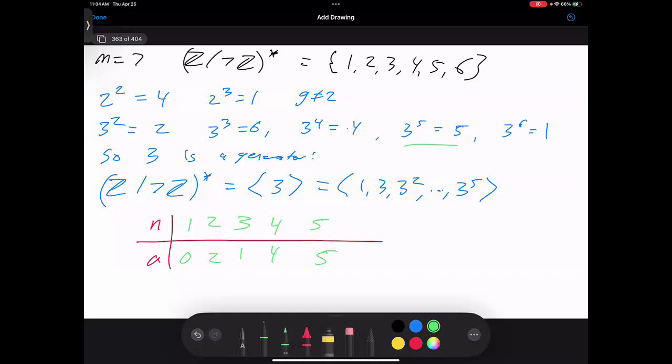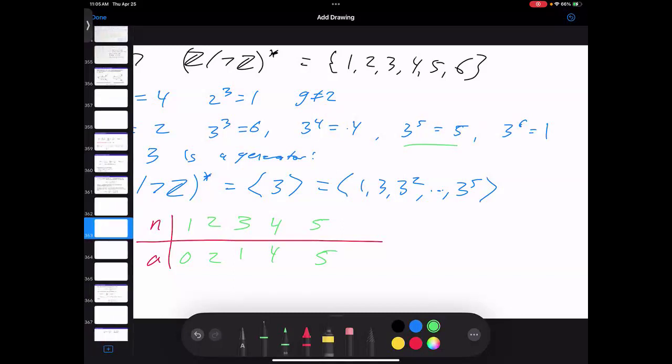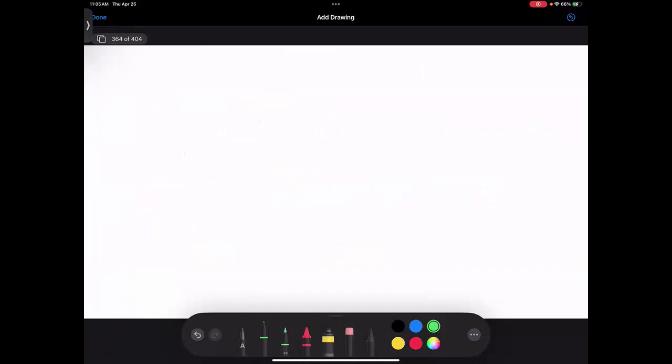And so I've now found a way. You give me an integer n, and I can give you my exponent a. And my exponents are just the numbers 0, 1, 2, 3, 4, 5. So there's a nice correspondence between the integers in Z mod 7Z star and these exponents. What's nice about the exponents is I can just add them easily. And so it turns out we can actually define maps.